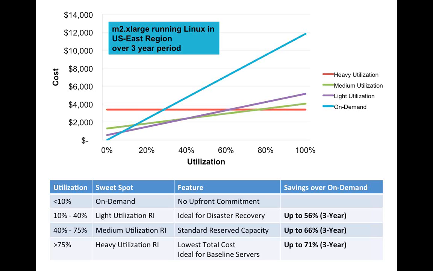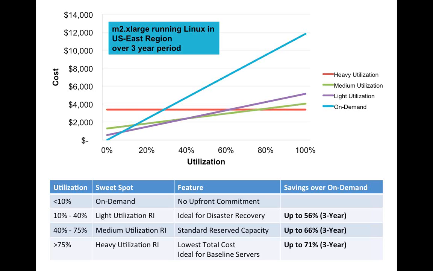Finally, probably the easiest to understand, the heavy utilization RI. Heavy utilization RI is recommended for workloads with more than 75% runtime in a month. So this will definitely give you the lowest total cost and is ideal for servers that are running all the time. You can save up to 71% over 3 years using heavy utilization RIs. The other important thing to note about heavy utilization RI is that you pay for the hourly charge whether the instance is running or not. Okay?